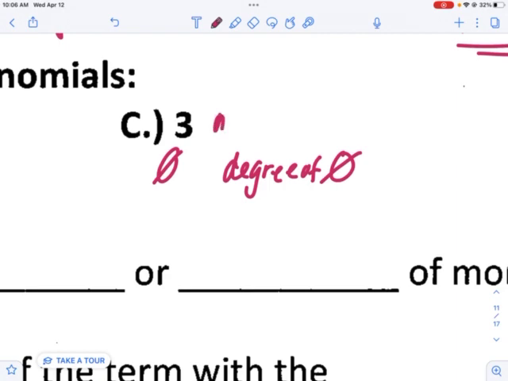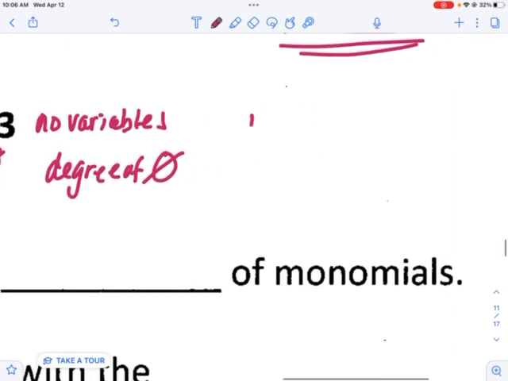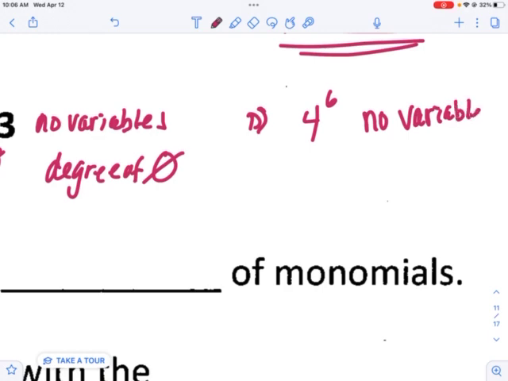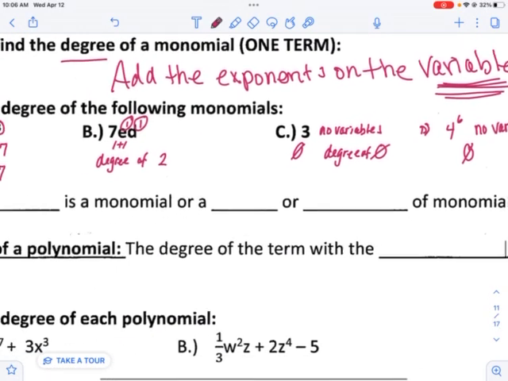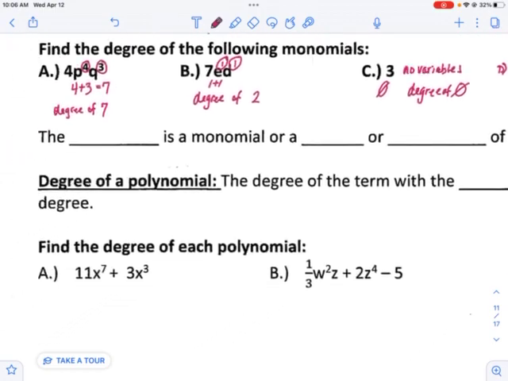No variables. And I want you to add in letter D. What if you see something like 4 to the 6th power? Well, again, I don't see any variables. 4 to the 6th power, I could plug that in the calculator and see a value. There's no variables. So again, degree of 0. Okay? So to find the degree of a monomial, we add the exponents on the variables only.